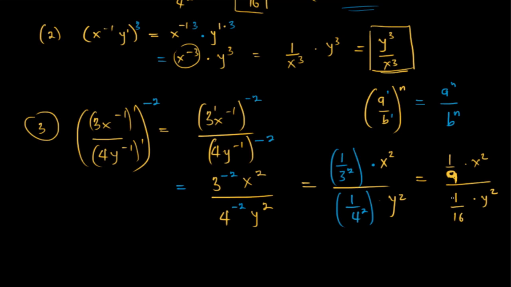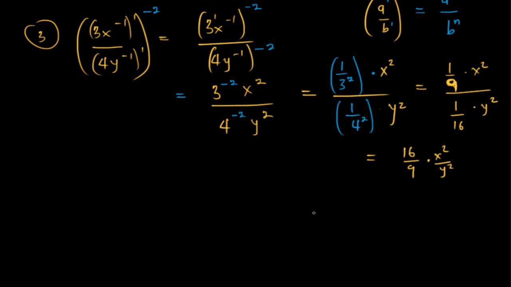And then 1 over 9 divided by 1 over 16 is going to give us 16 divided by 9 times x squared all over y squared. And then our final answer is going to be 16 times x squared, which is 16x squared divided by 9y squared. And that gives us our final answer. And then that completes the problem.